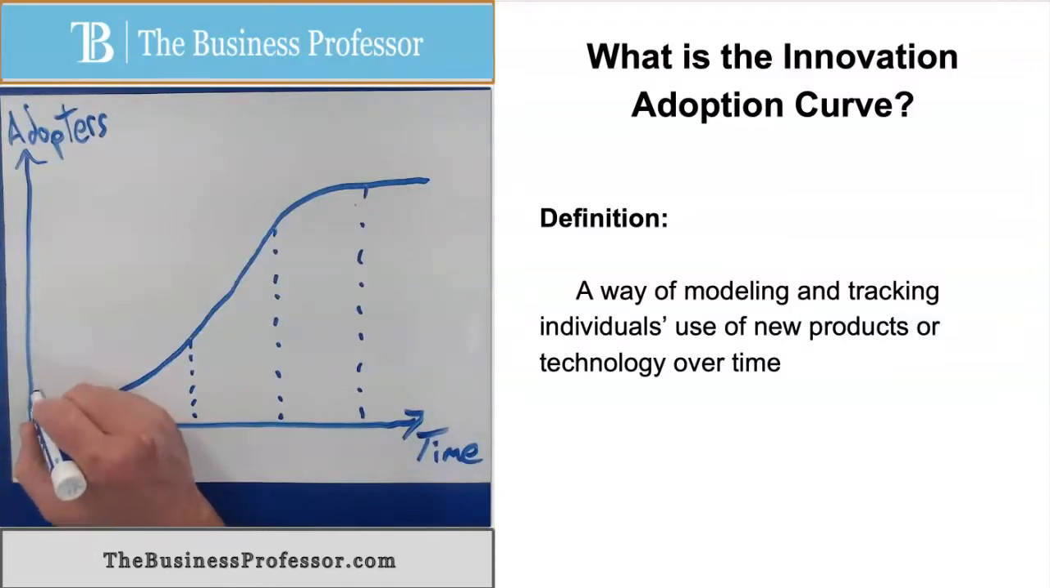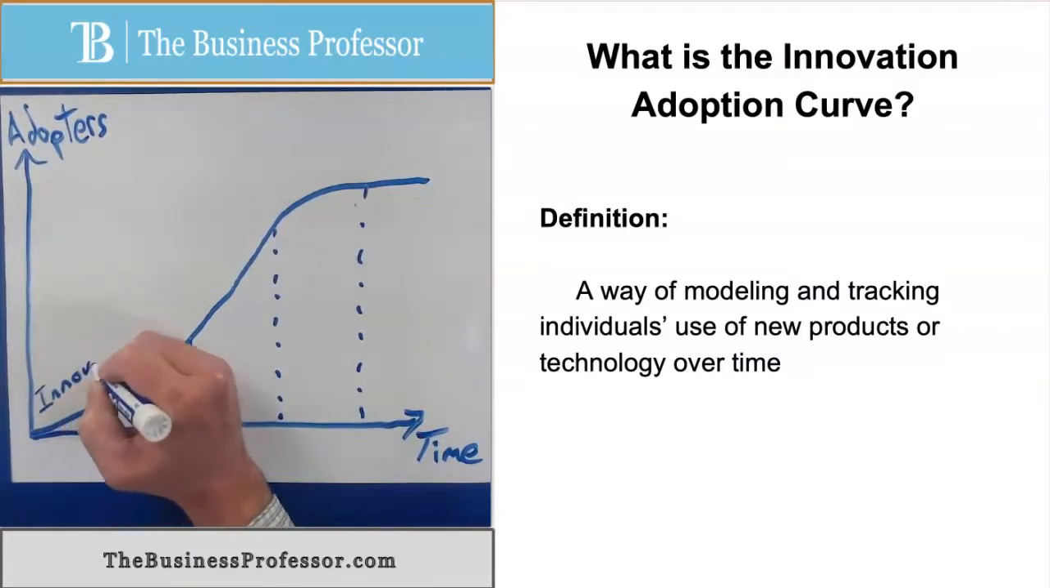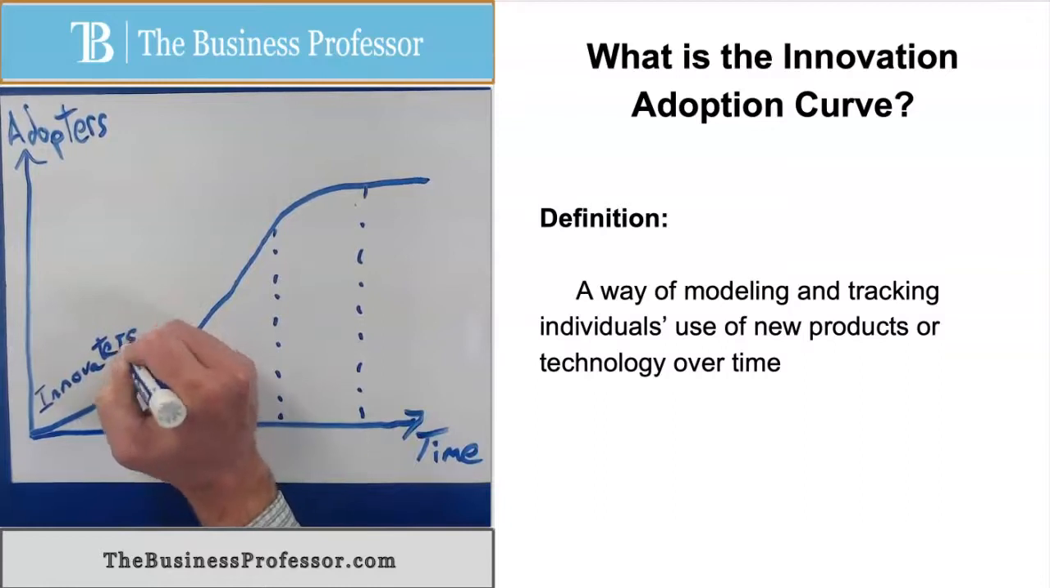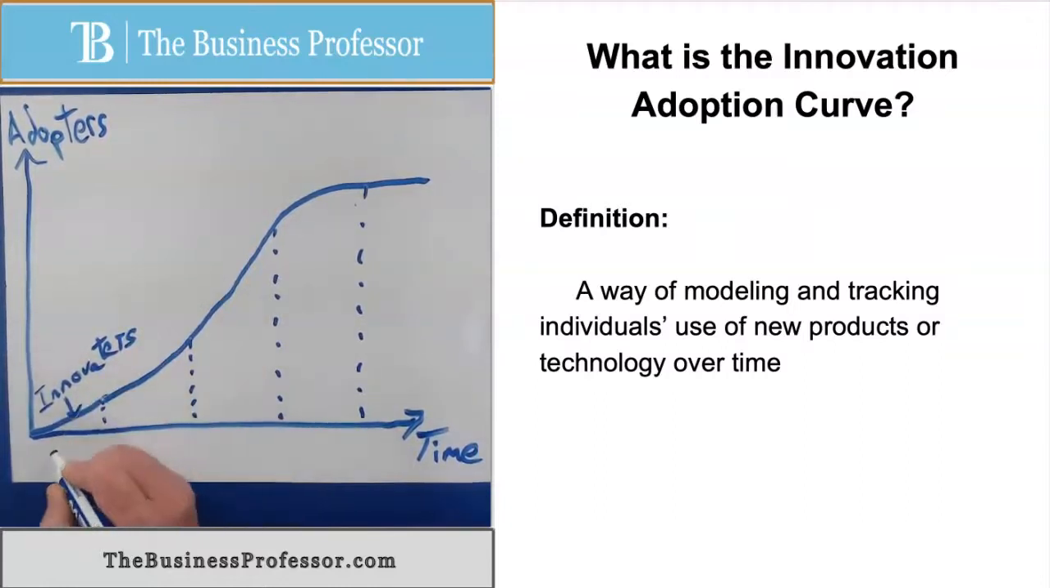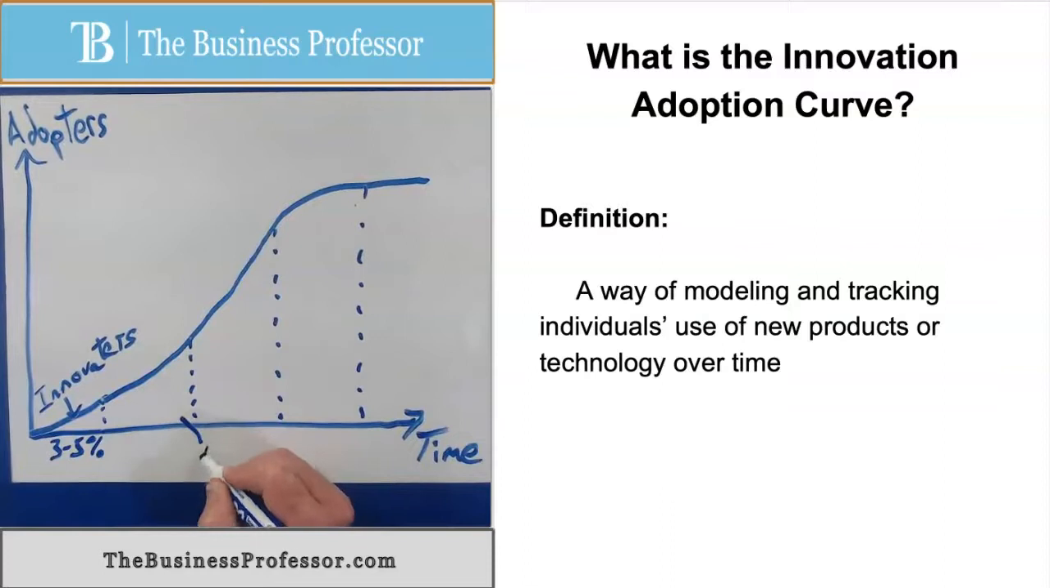So in the first group, we have our innovators. And please bear with my handwriting as well. But these are our innovators right here. Depending on who you ask, these numbers can be different, but I'll say it's about 3 to 5%. Next, we have this group, which are called early adopters. And as you can see, this is a much bigger group than the innovators. In fact, depending on who you ask, this could be anywhere from 10 to 15%.